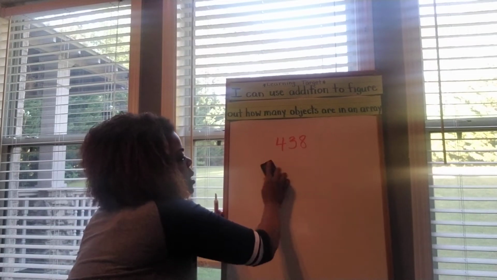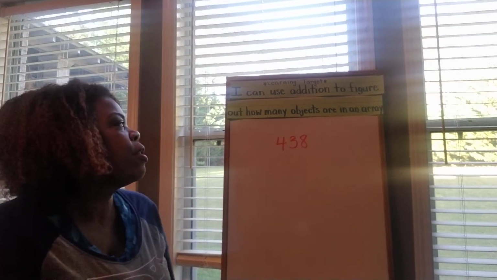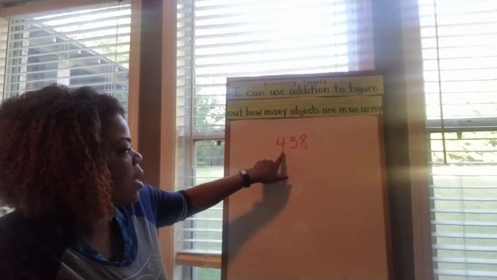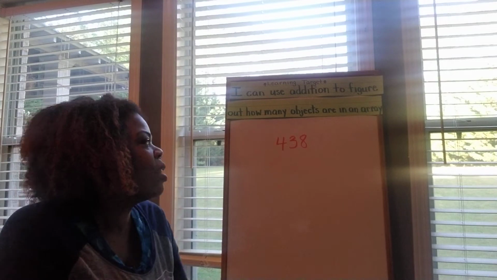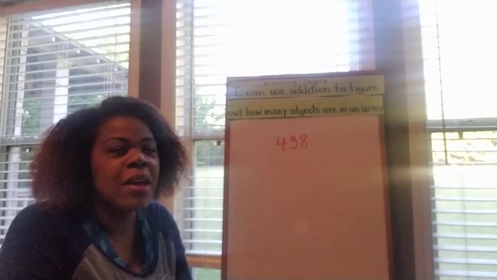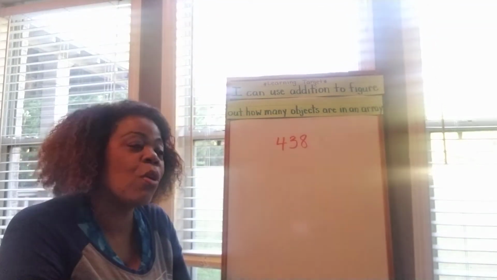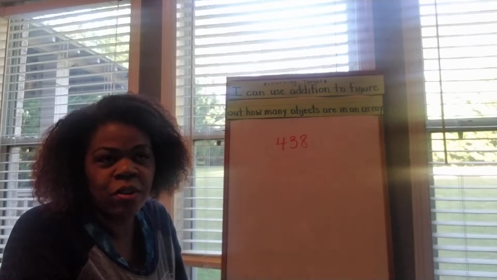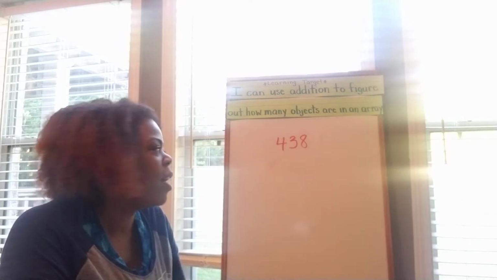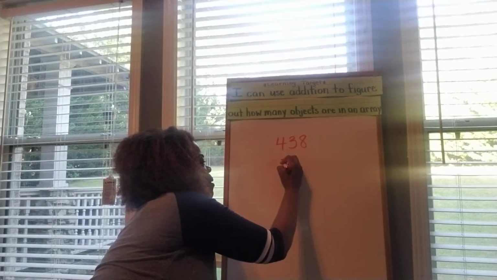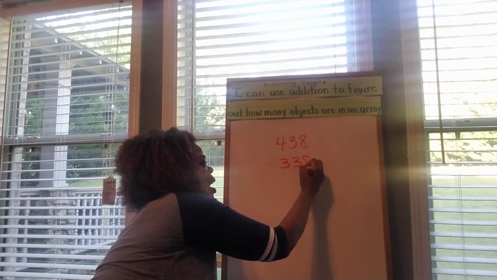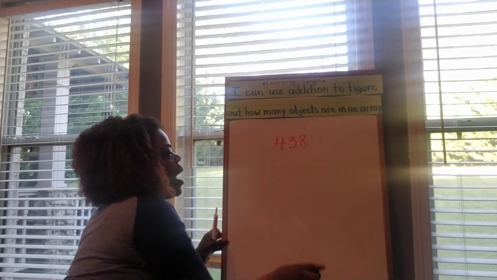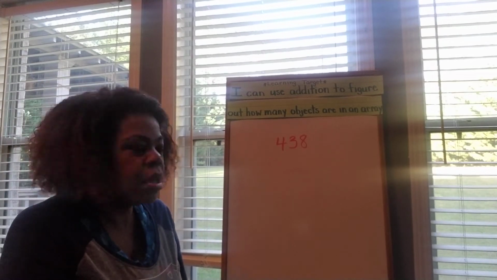How about if we subtract 100? Subtract 100 from 438. Where are we going to look? We're going to look at the hundreds. The 38 is not going to change because we're only subtracting from the hundreds place. So what is it going to be? 438 minus 100 in your head. 338, right? 338. Okay?